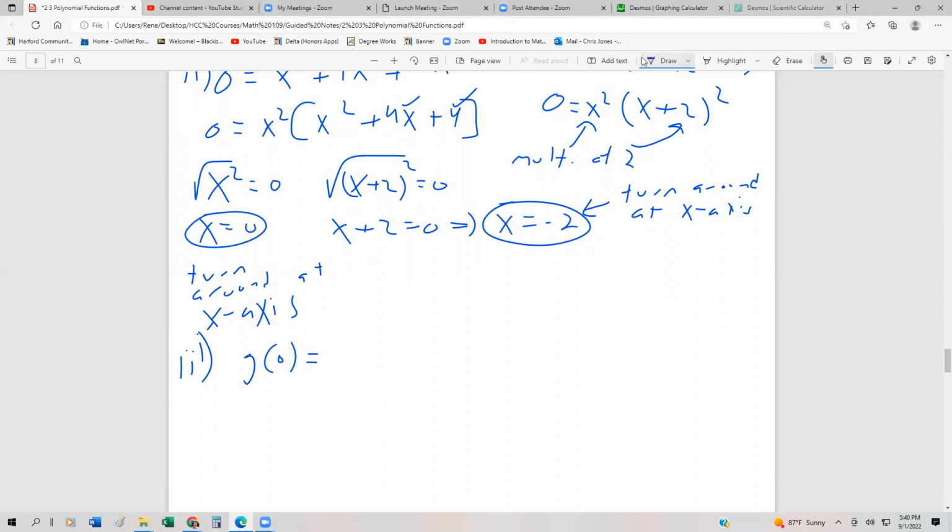So our polynomial function was 0 to the fourth plus 4 times 0 to the third, and then 4 times 0 squared, which is just 0. And so that means that the intercept is going to be at (0, 0), which we already knew. Okay, so again, it doesn't help us too much for that.